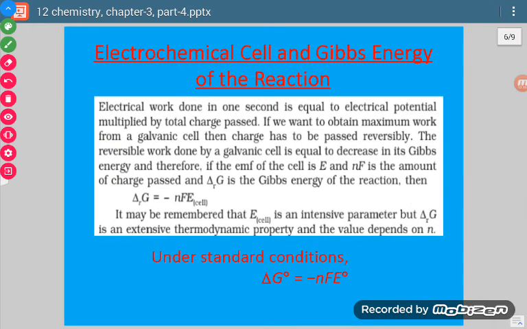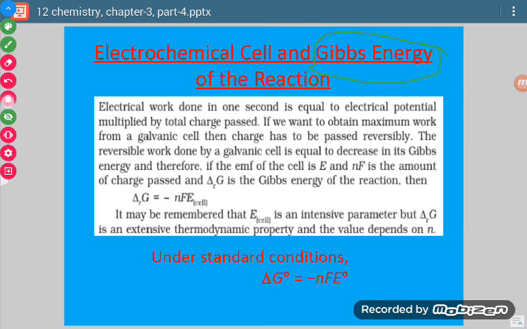Okay, now let us move to the second relation. Second relation is between electrochemical cell and Gibbs free energy of the reaction. Now see, as we know, Gibbs free energy tells us about the energy available in the system which can be used for useful work. Okay, now in case of electrochemical cell, which type of work is done? It is electrical work done.